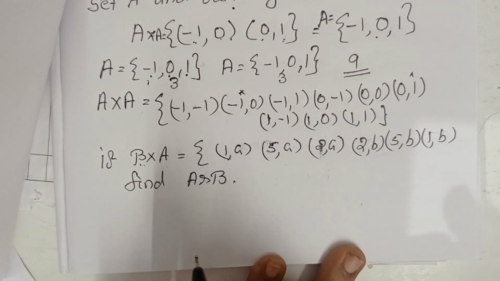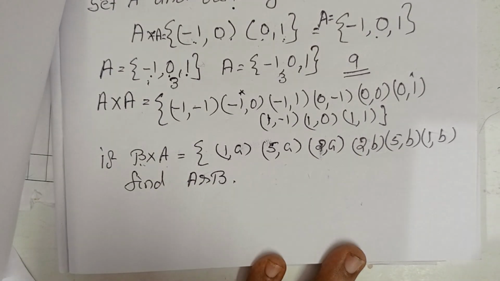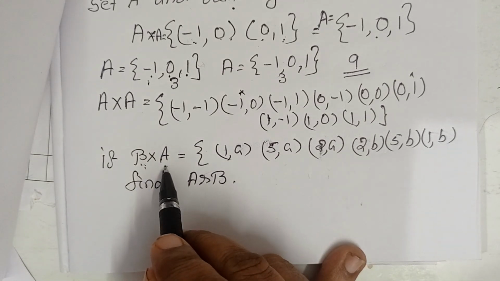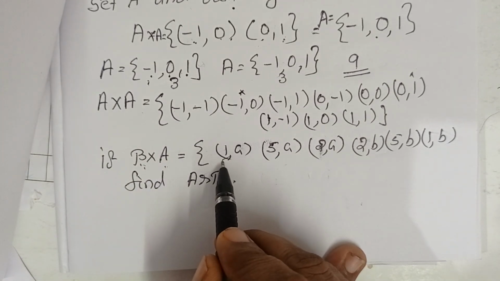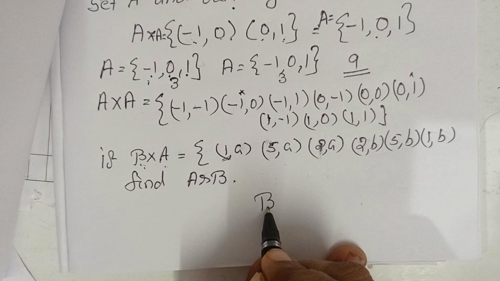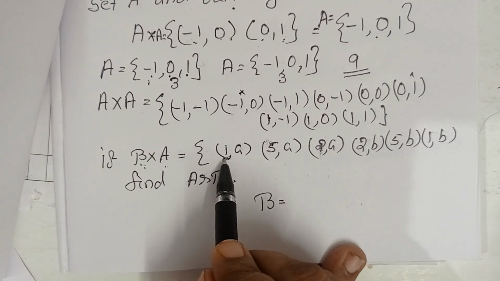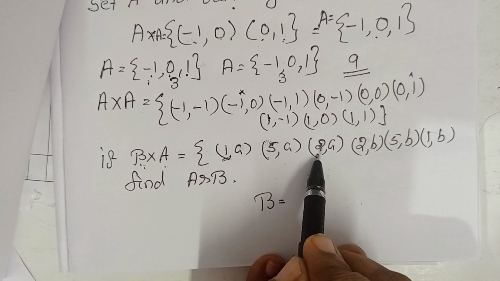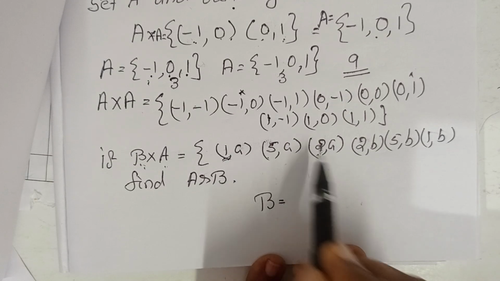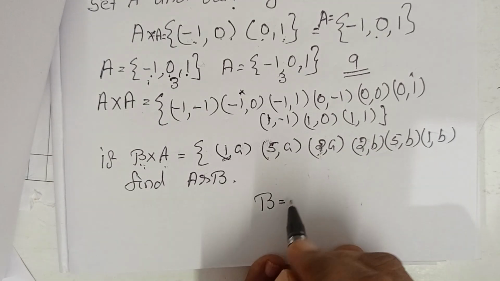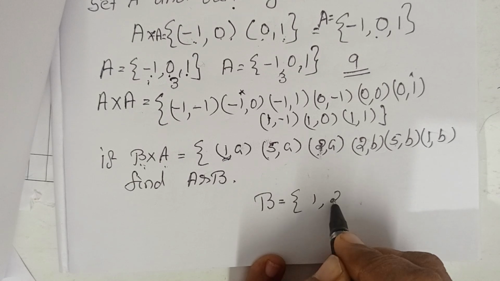The first component is from where? From B. B cross A means the first component is from B. Therefore, I am going to write B first. B എന്ന് പറഞ്ഞാൽ ആരൊക്കെയാ? 1, 5, 2. ആയിരുന്നോ? 1, 5, 2. Or you can write in order 1, 2, 5.